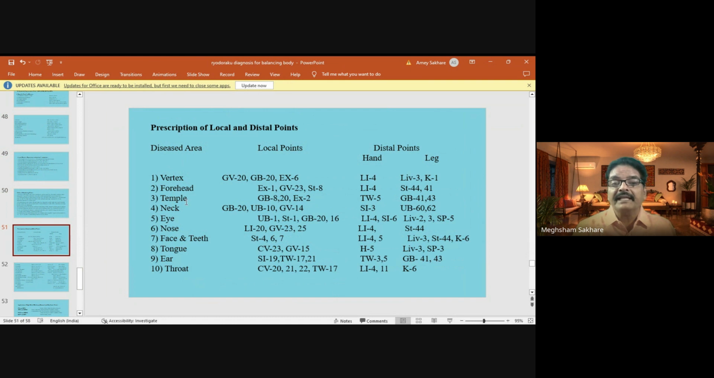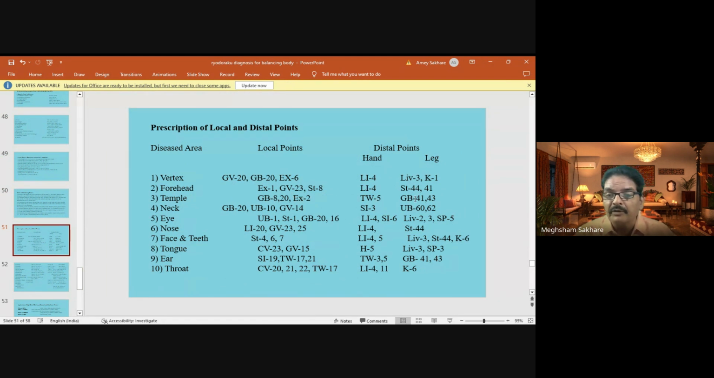This is the area, local points and distal points. On the vertex: GB20, extra 6. Distal point on the hand, LI4. On the leg, Liver 3, K1. Forehead: extra 1, GB23, Stomach 8. Hand, LI4, Stomach 44. On the leg, Stomach 41. Temple area: GB8, extra 2.